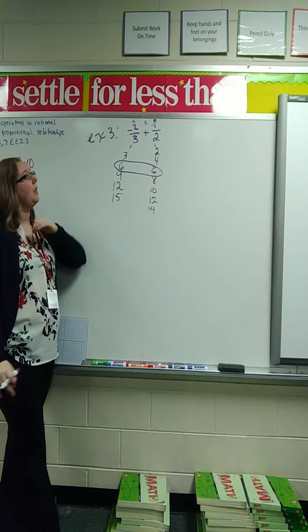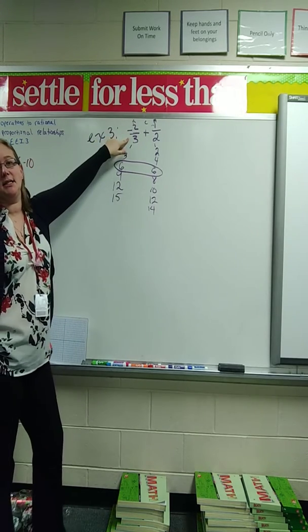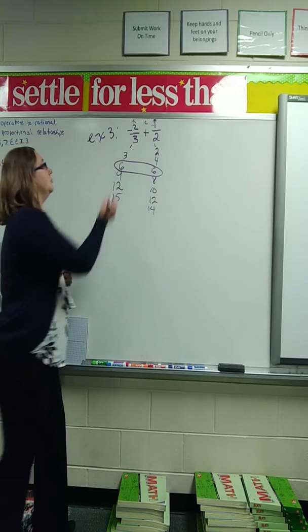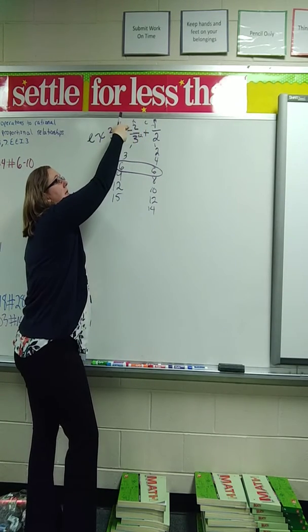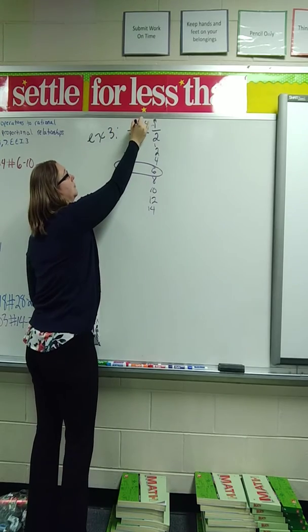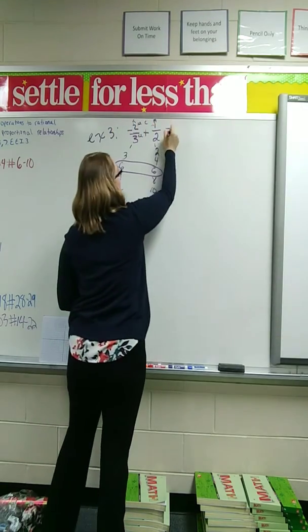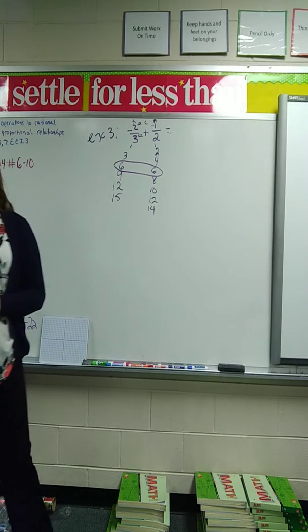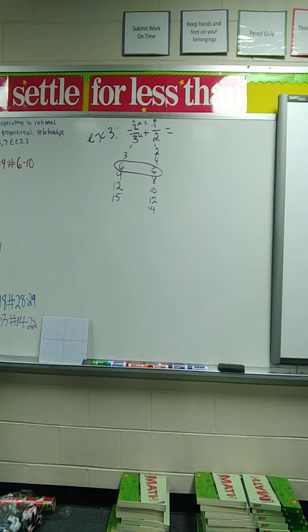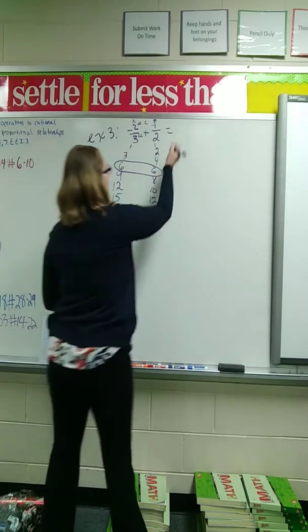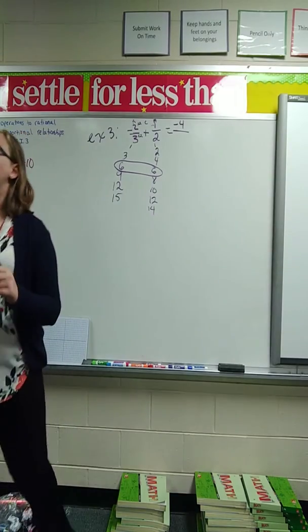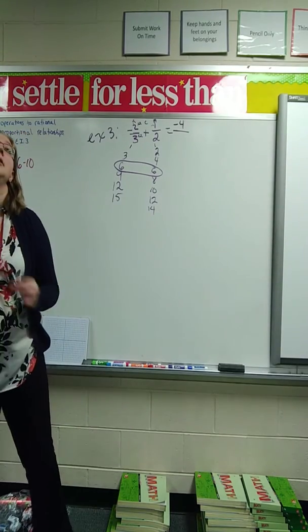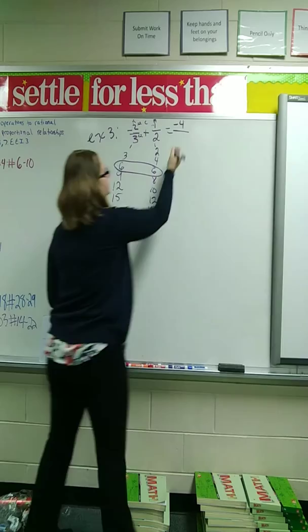What do I multiply 3 by to get to 6? 2. So what do I multiply this 2 by? 2. What is negative 2 times 2? Negative 4. And 3 times 2 is what? 6.